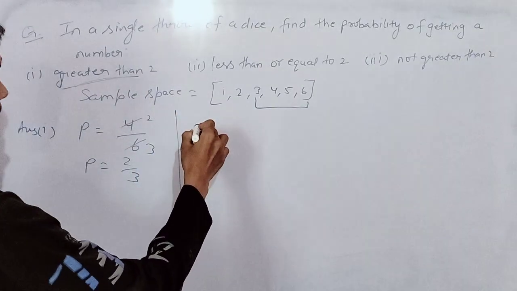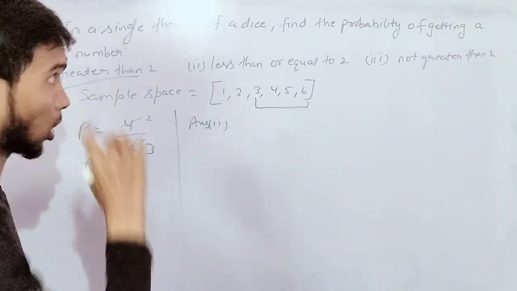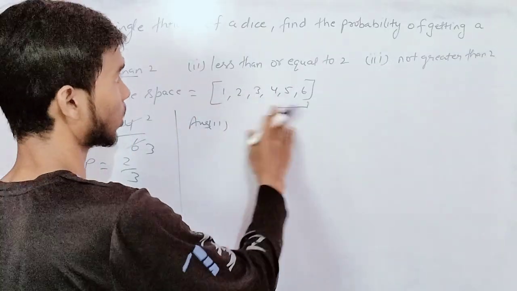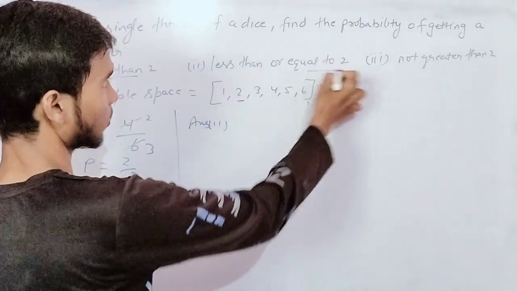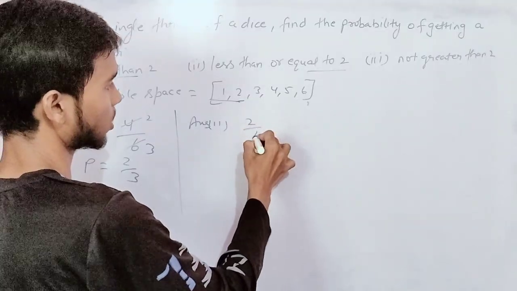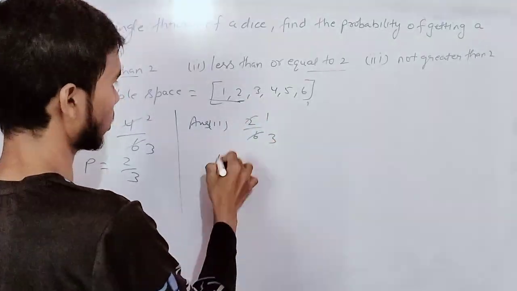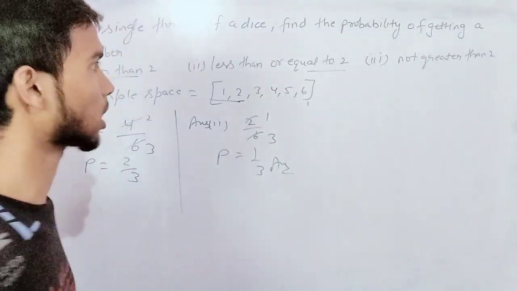Next is the second. Now here, less than or equal to 2, so we will take this because of equal to 2, and less than this. So how much? 2 upon 6, which is 1 upon 3. So the probability will be 1 upon 3. This is the answer for the second question.